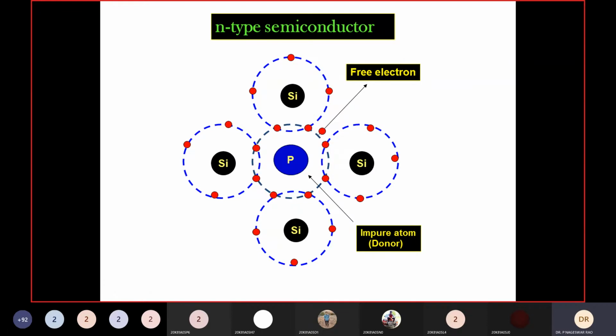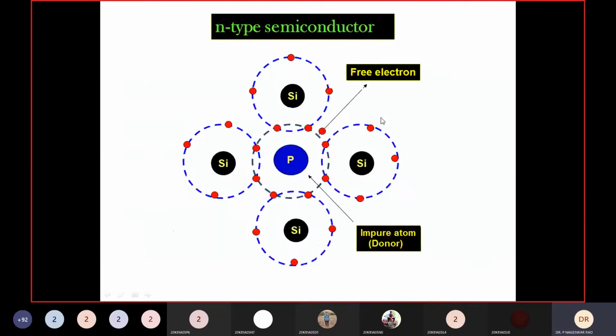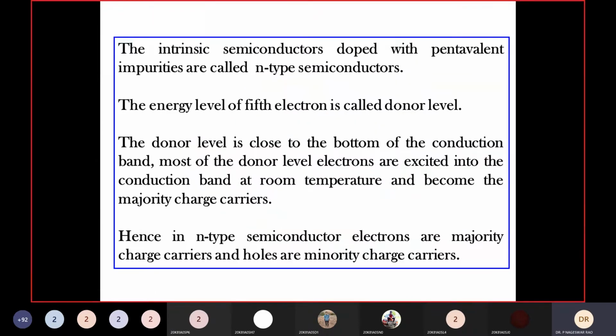Now see here, the intrinsic semiconductor doped with pentavalent impurities is called an N-type semiconductor. The energy level of the 5th electron is called the donor level. This electron has some energy level, and that energy level we call the donor energy level.